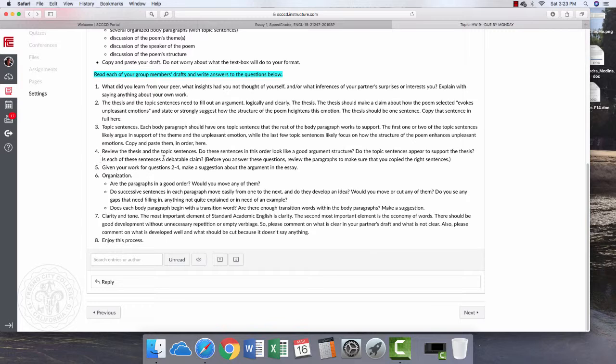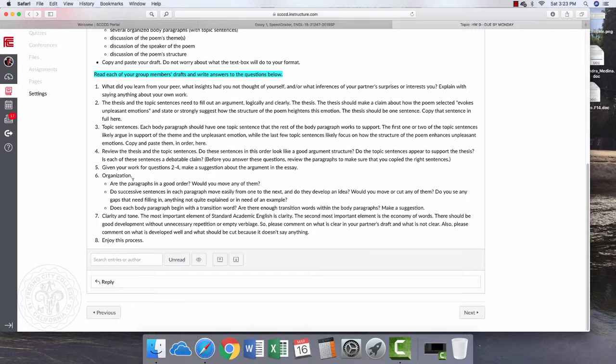Number 4 says review the thesis and the topic sentences. Okay, so that's what you're answering there. You're focusing on the argument. Number 5 says, given your work for questions 2 to 4, make a suggestion about the argument. Okay, so for 4 and 5, you're focusing on the argument by looking at what the thesis is and what the topic sentences are, because those are the claims, right?